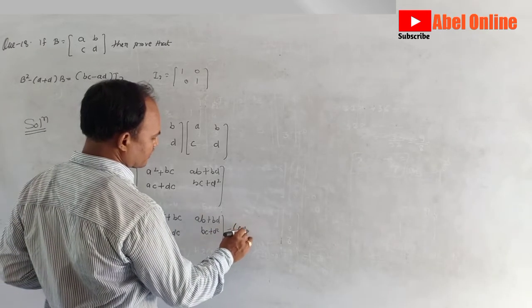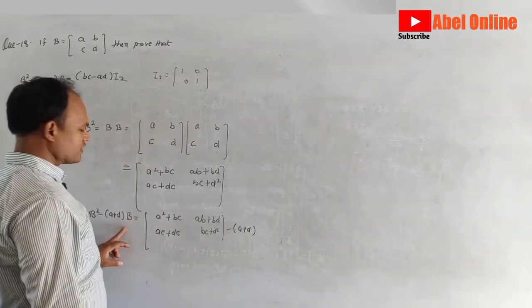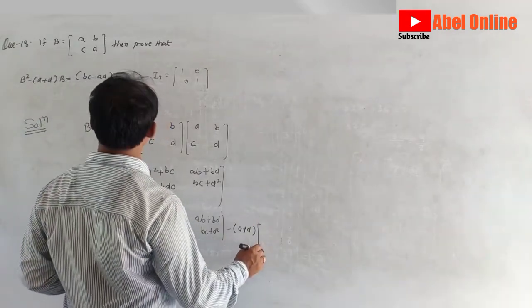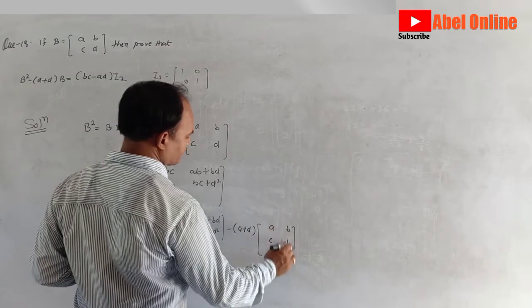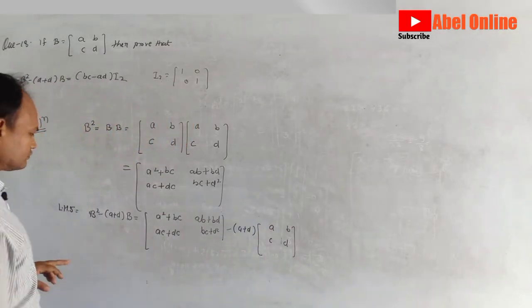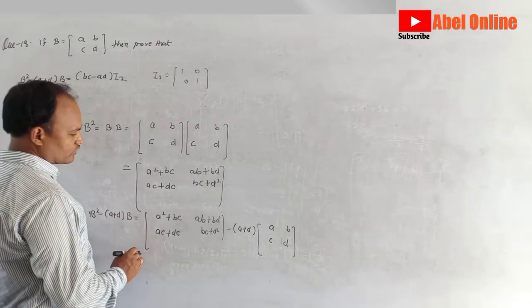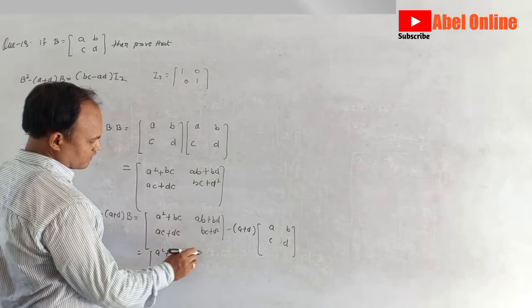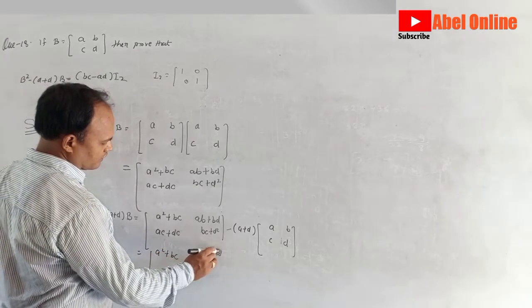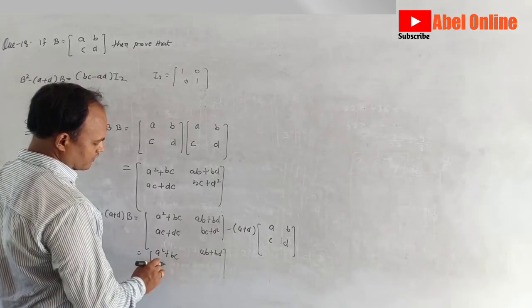A plus d is a constant, so it is a plus d, and we have to multiply by ABCD. Now we are going to multiplication. It is a square plus BC. It is AB plus BD, and it is AC plus DC.